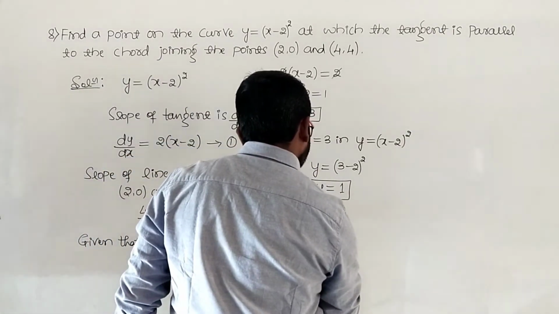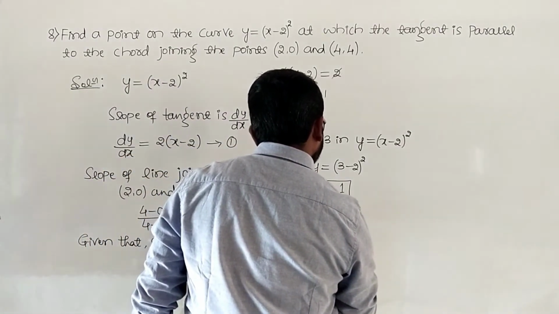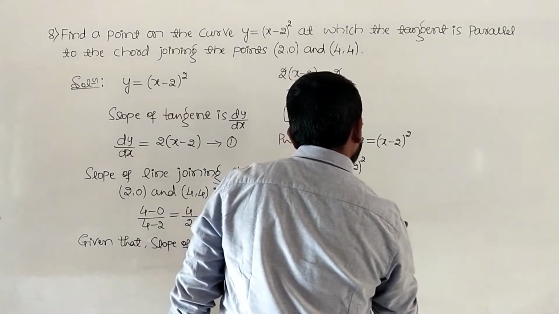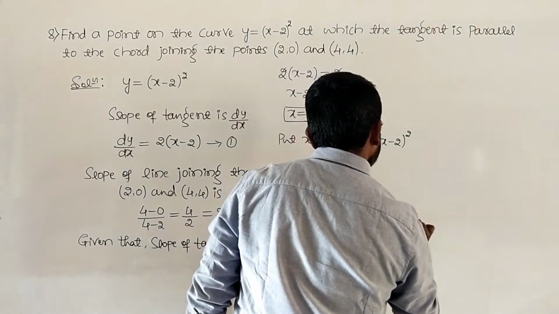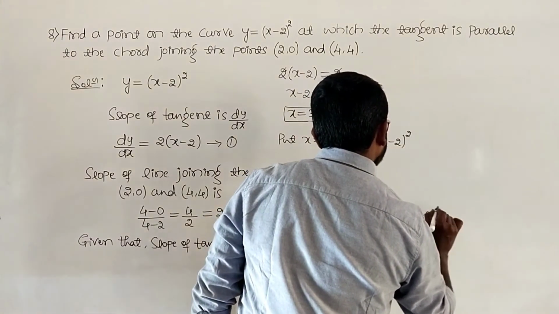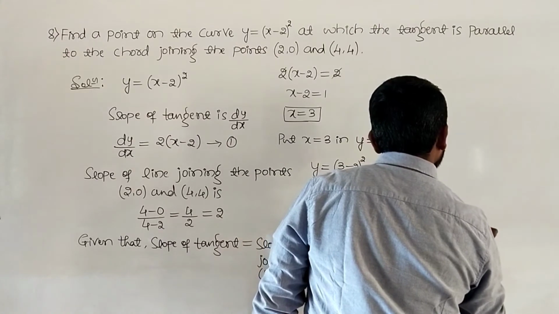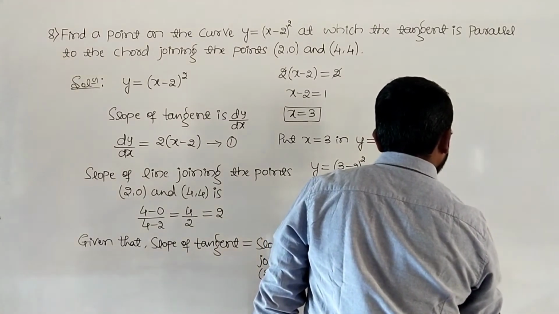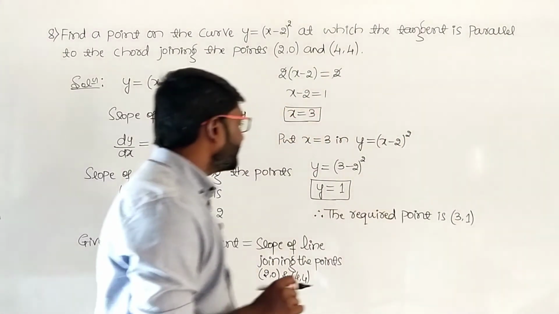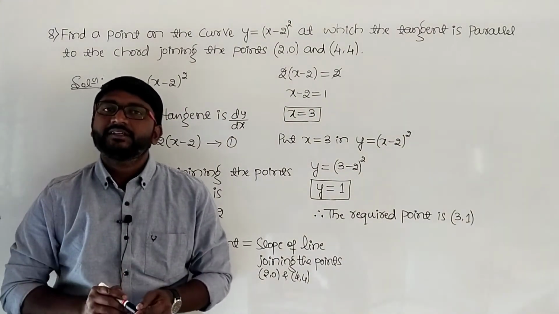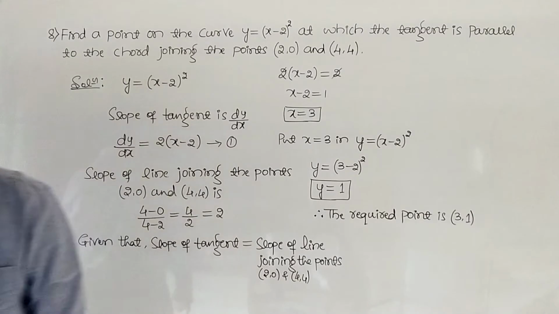Therefore, the required point is (3, 1). The required point is (3, 1). So this is all about the 8th problem. So write down this and then we'll move on to the 9th one.